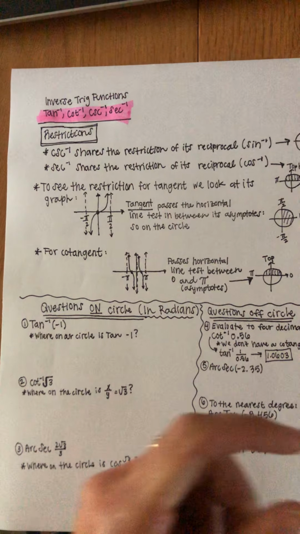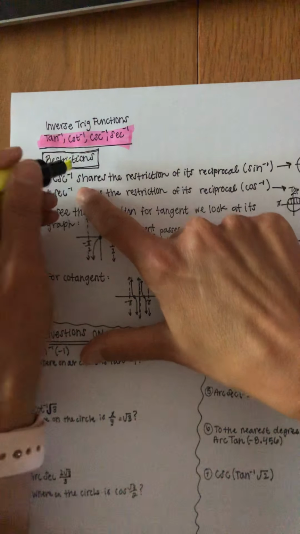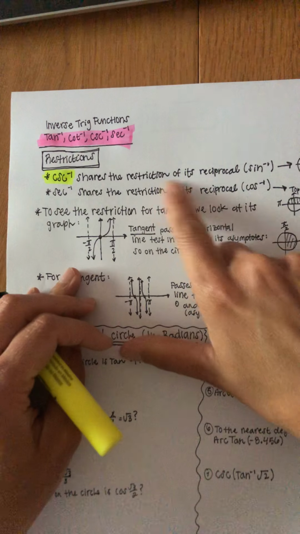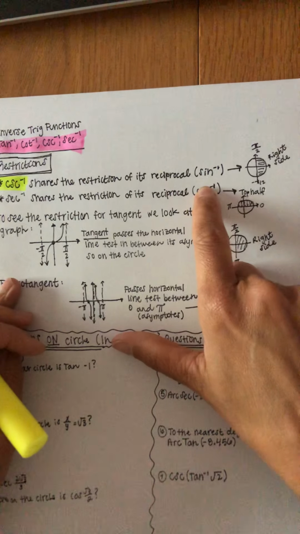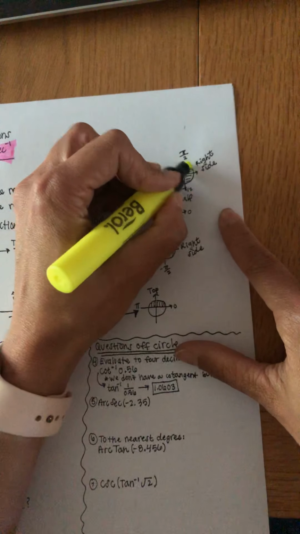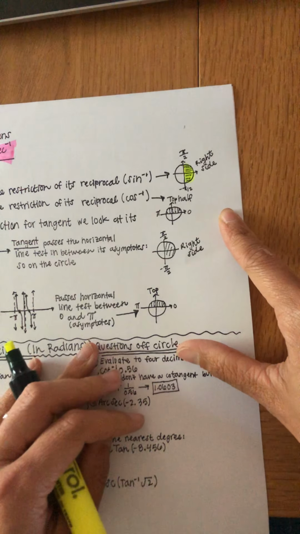We know some things now. Cosecant, because it's related to sine, shares the restriction of its reciprocal sine inverse. So it's going to have sine values that are only on the right side of the unit circle, in quadrants 1 and 4.